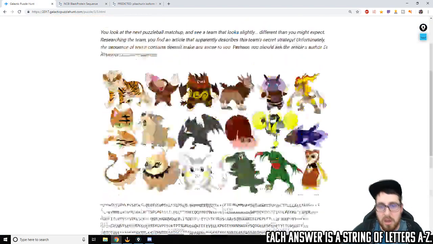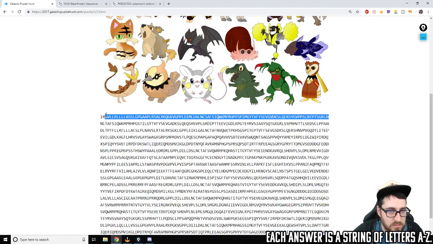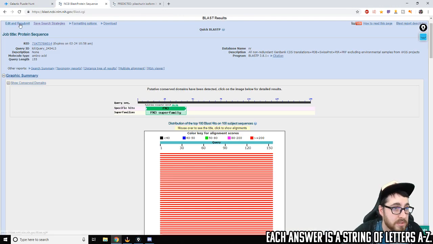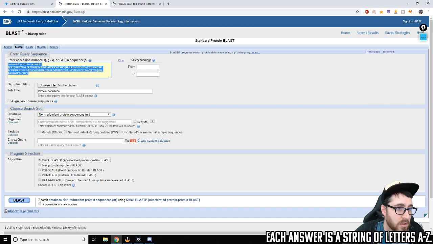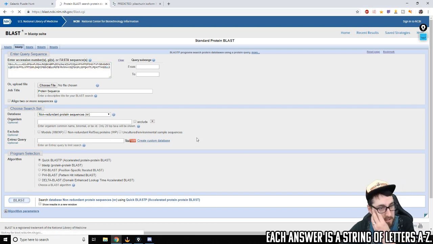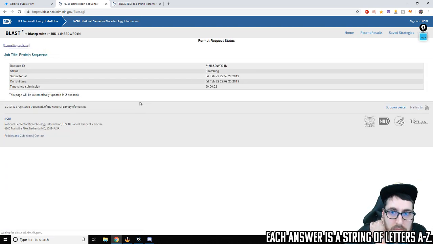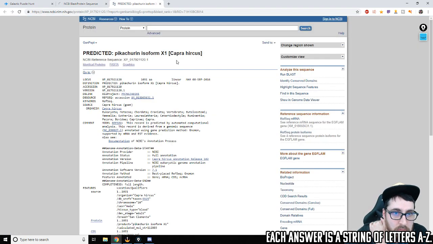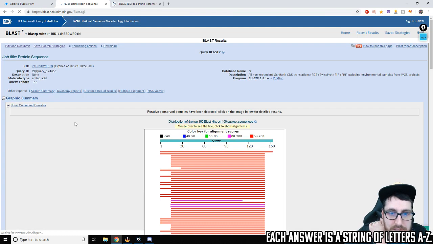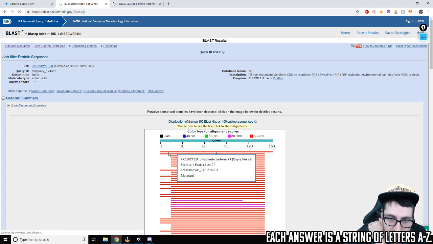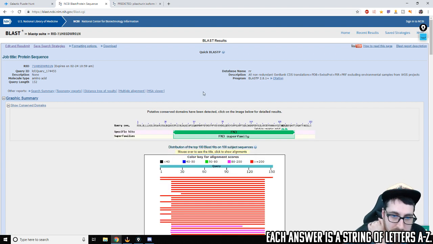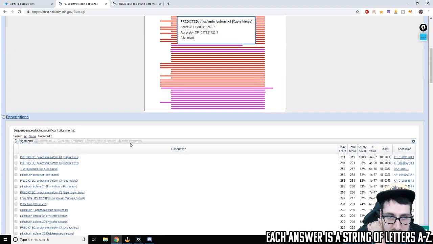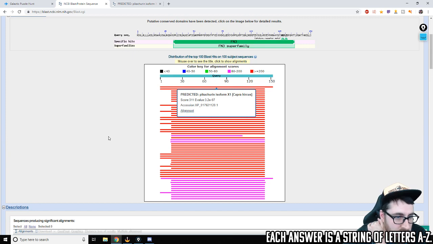So if we go up to here, grab this, let's go to our resubmit. Blast. This is Capra hircus. Okay, so we go to our 100%. Here's our 100%. It is the Pikachurin isoform X1. That's our 100% in the FN3 superfamily. Click on that damn thing and see what it is. I mean, they looked different to me.